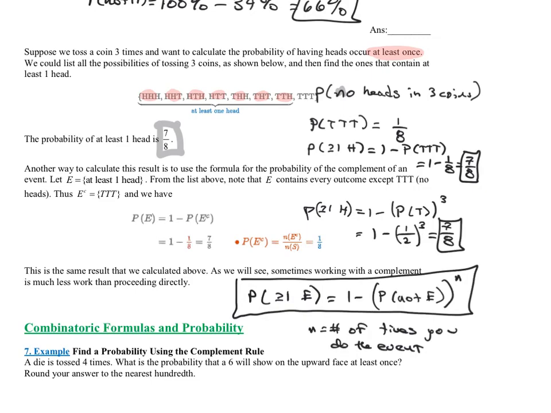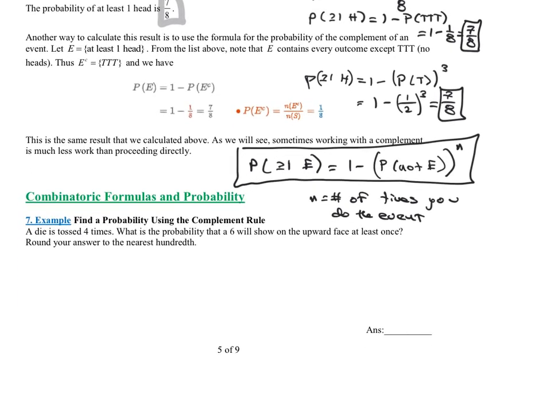So let's see if this is going to help us with the next few problems. It says a die is tossed 4 times. That's our n. That's how many times we're doing something. 4 times, that's the n. It says what is the probability that 6 will show up on an upward face at least once? So we want to know the probability of at least one 6. To do that, we're going to say 1 minus the probability that it's not 6, and then we're going to raise that to the number of times that we do the event.